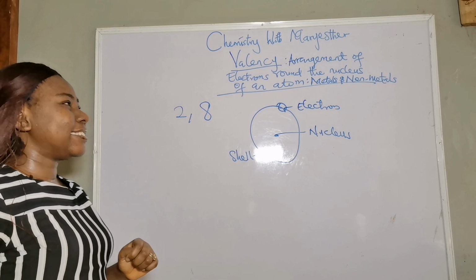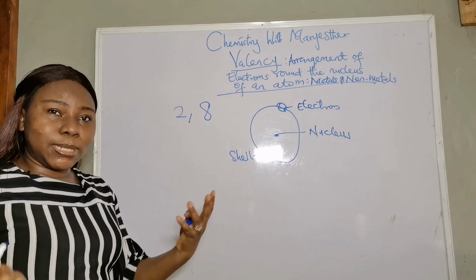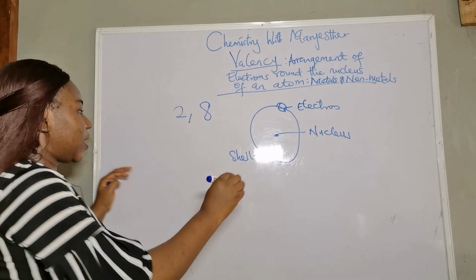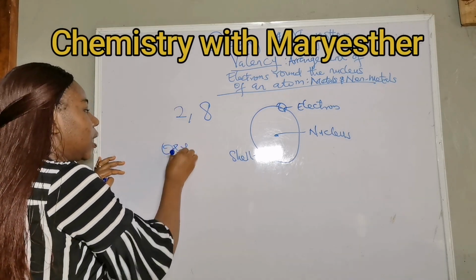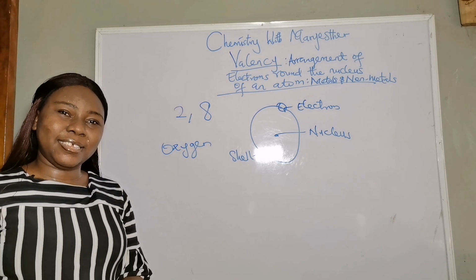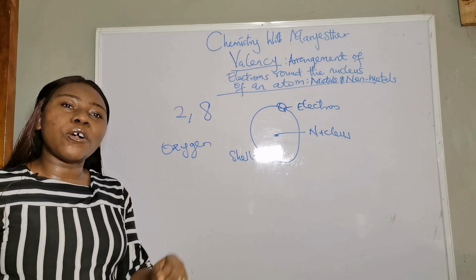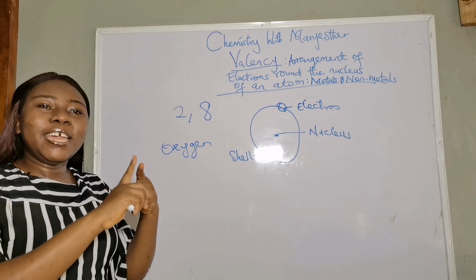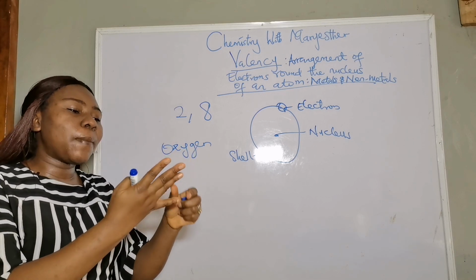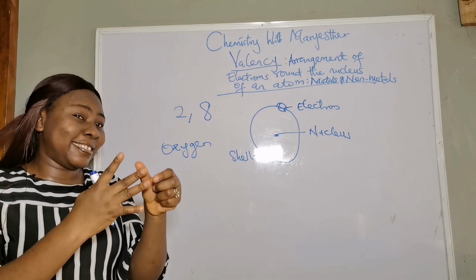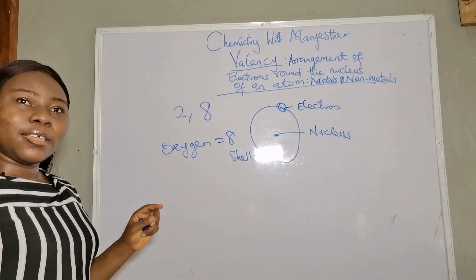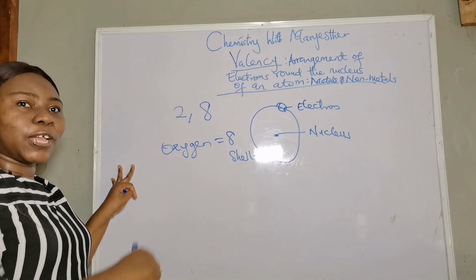For instance, let us arrange the electrons of oxygen around the nucleus of an atom. You ask yourself, what is the atomic number of oxygen? Check: hydrogen, helium, lithium, beryllium, boron, carbon, nitrogen, oxygen, 8. So the atomic number of oxygen is what? 8.